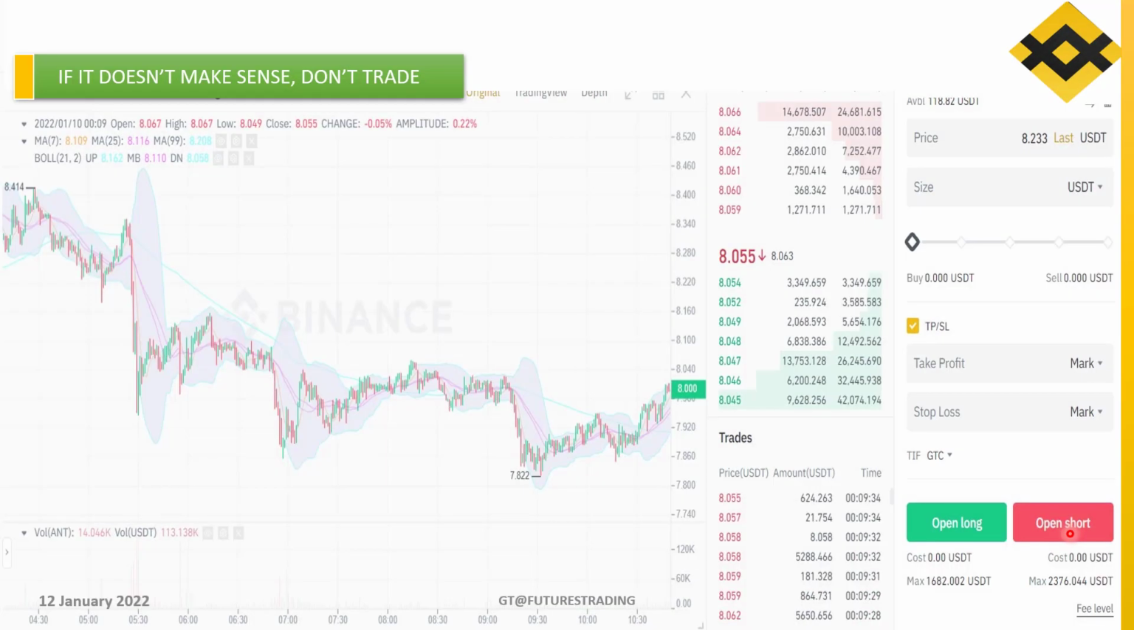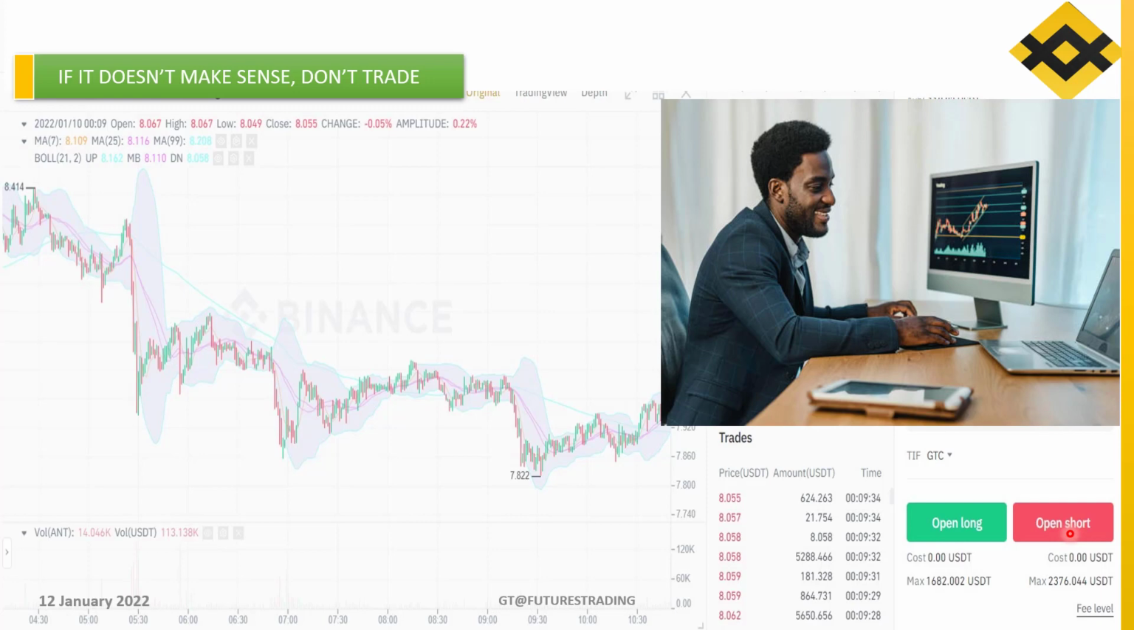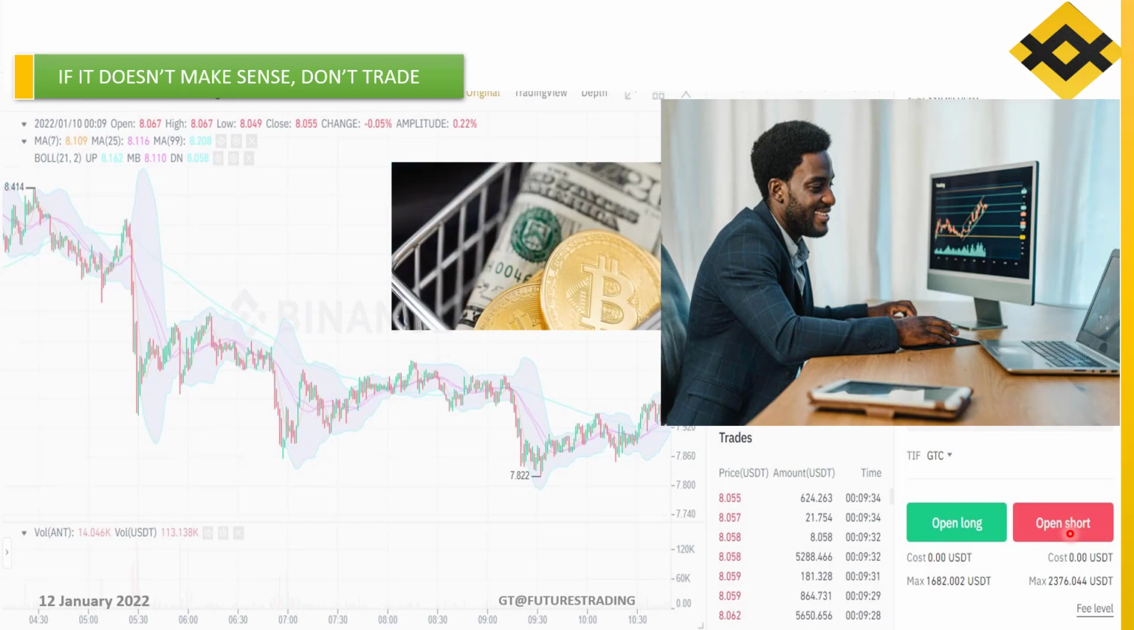Now, the last but most overlooked point is if you want to trade any cryptocurrency, if the chart doesn't present itself to you, if you do not understand the pattern, you do not understand the trend, it is best that you do not trade. Keep calm, wait for the pattern to present itself, then you can trade to avoid losing your money.